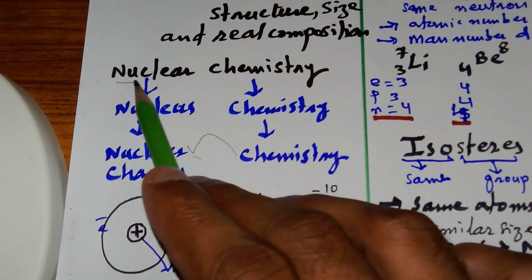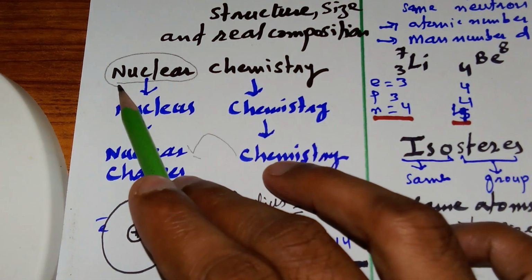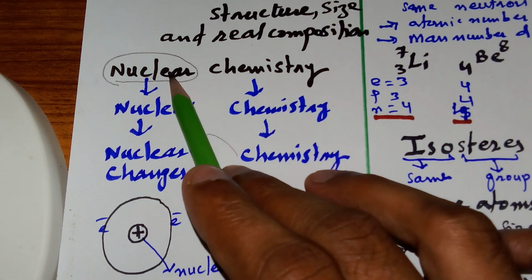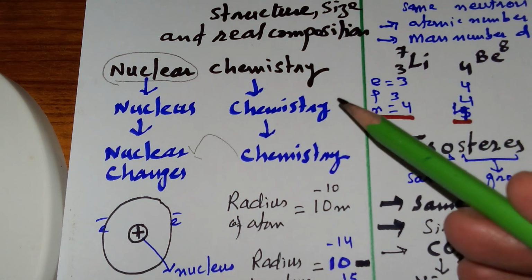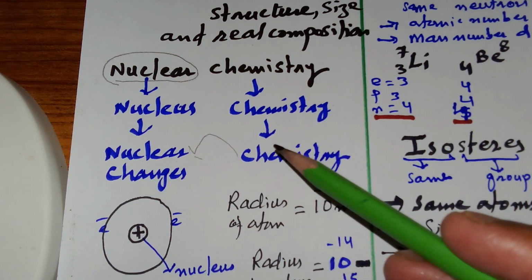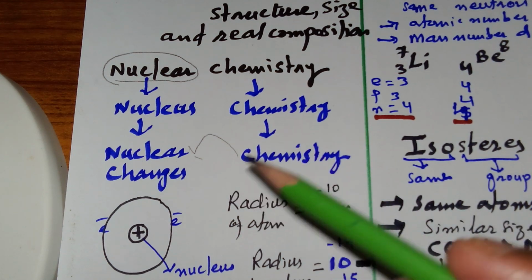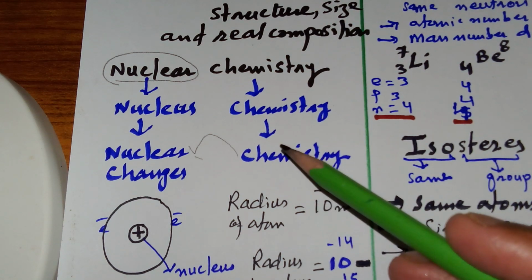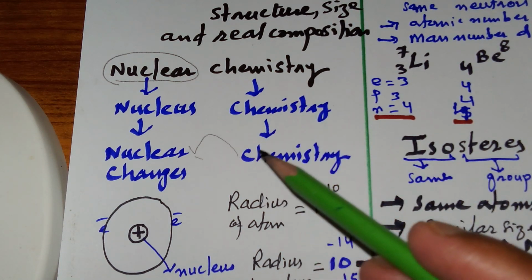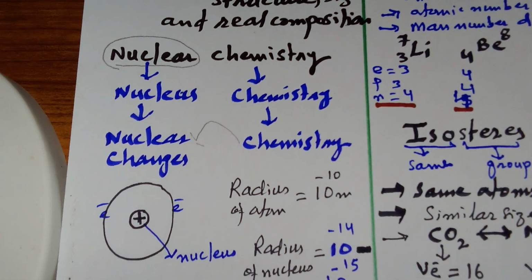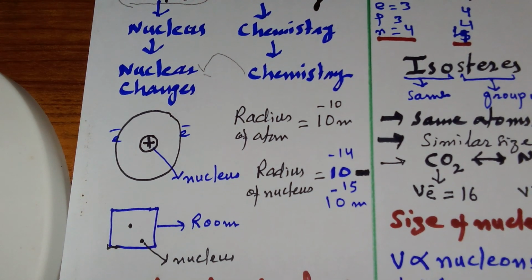From this word nuclear, it is very much clear that this chemistry is only and only a study of the nucleus of an atom. What's the composition of the nucleus, how the nucleus is in an atom, what are the fundamental particles, what is the number of nucleons, what type of nuclear changes take place. So this whole study is about nuclear chemistry. So let's discuss the nucleus of an atom.